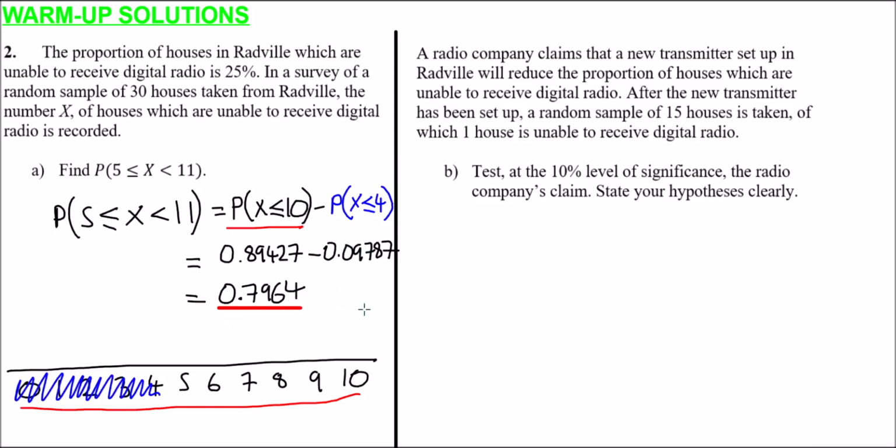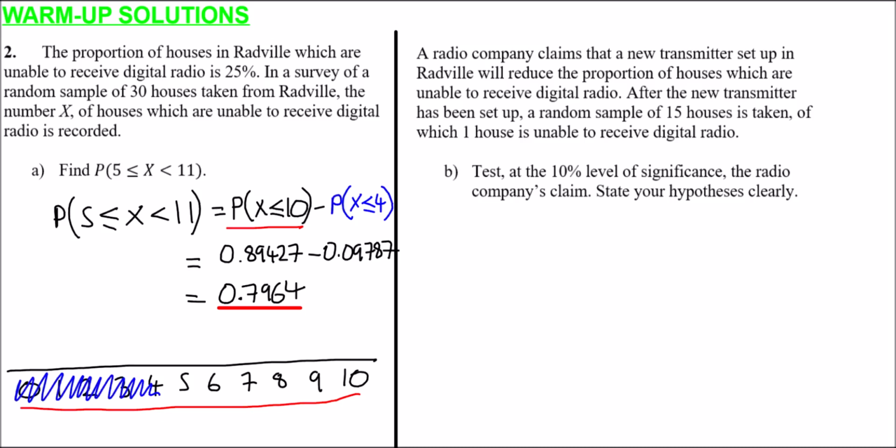And that's part A done, so we can now turn our attention to part B of the question. So here, we've got this radio company, and it claims that a new transmitter, if it was set up in Radville, would reduce the proportion of houses which are unable to receive digital radio. After the new transmitter has been set up, a random sample of 15 houses is taken, of which only one house this time is unable to receive digital radio. Test at the 10% level of significance the company's claim.